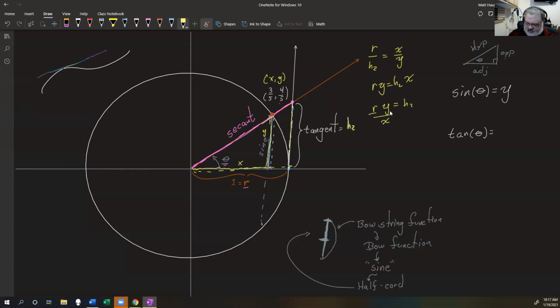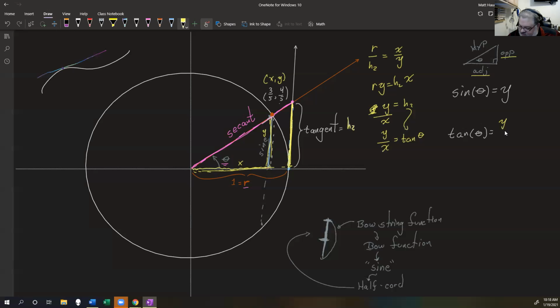But what's our radius? The radius is equal to 1, right? So that's a 1. So y over x, that's our H2, but our H2 is supposed to be our tangent function. So yeah, we're used to thinking of our tangent function as opposite over adjacent. So we're used to thinking of it as the ratio between these sides. Well, how is it supposed to be this physical length then?